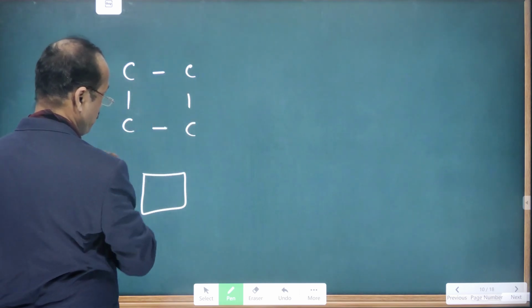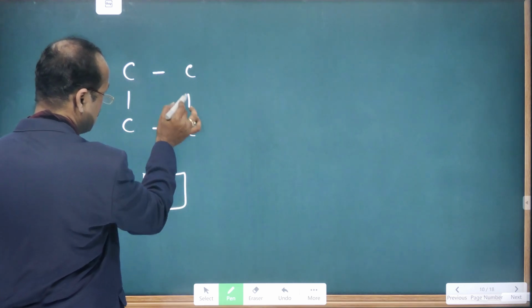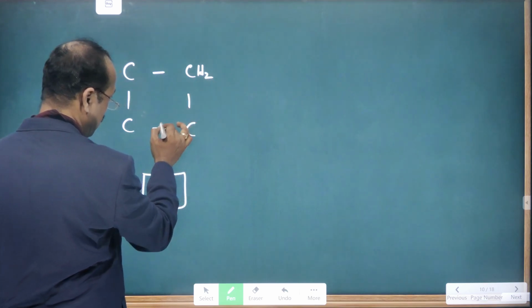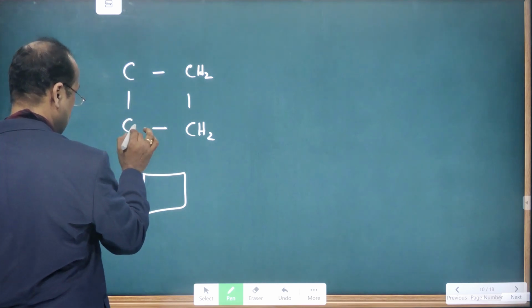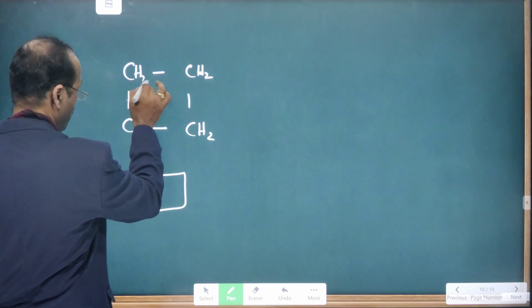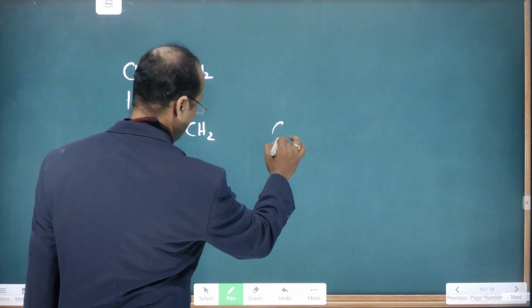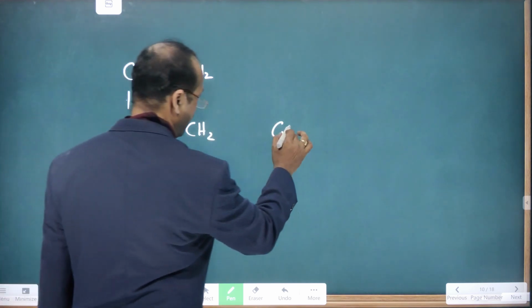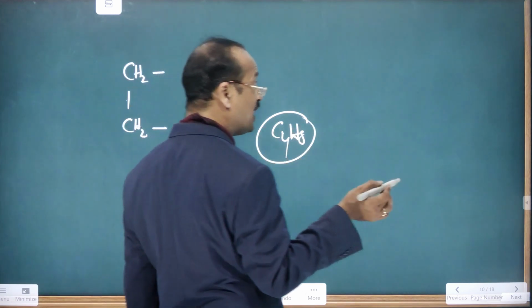Now these are closed. Now you see here, this carbon has 2 bonds with this one and 1 bond with this one. So its valence is 2, so CH2. And this carbon also has 1 bond here, so CH2. This carbon also has 1 bond here and 1 bond here, so this is also CH2. And this carbon also has 1 bond here, CH2. Okay, so total how many carbons? 1, 2, 3, 4. So 4 carbons, C4. How many hydrogens? 2, 2, 2, 2. 2 4s are 8. Right?